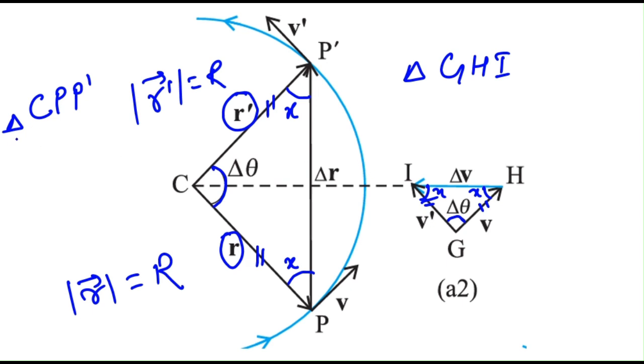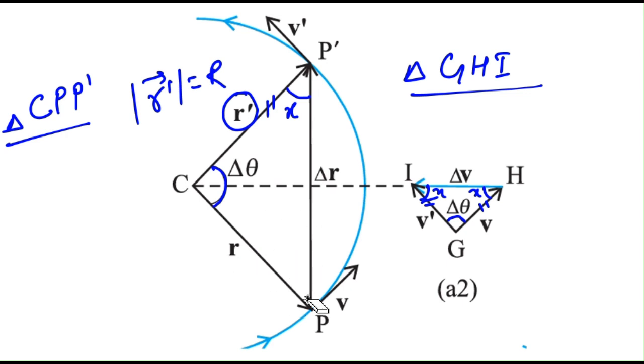Now we can see these two triangles C P P prime and G H I. These two triangles have all angles correspondingly equal. So we can say these two triangles are similar. And if these two triangles are similar, we can take ratios of their sides. So how can we take it to get some result?